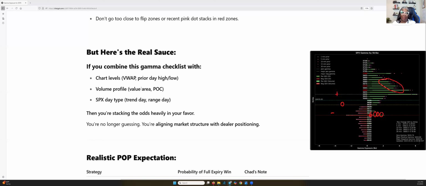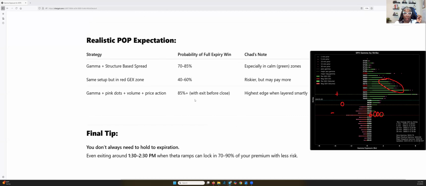We don't really use volume a lot in here, but we can incorporate that because volume is figured into the Magic 8-ball algorithm. So that volume is taken into account, and so is open interest. And is it a trend day or a range day? Now we're stacking the odds in our favor. We're no longer guessing, okay?